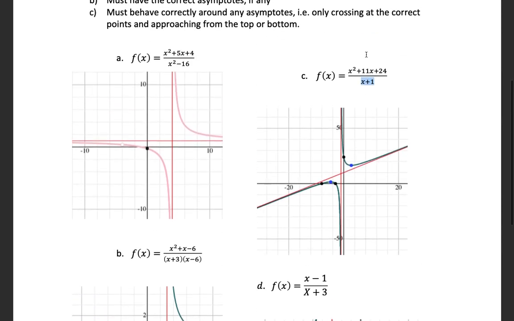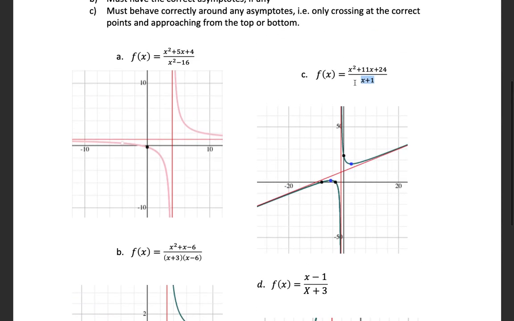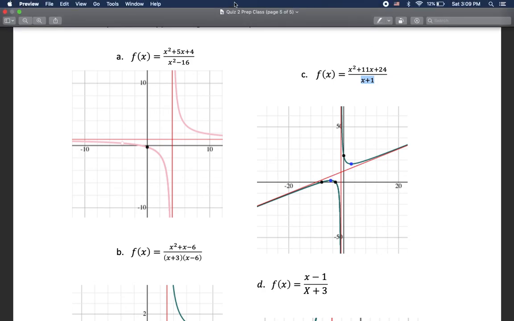So for the oblique asymptote here, we have to use the long division method. Then you will get the answer. All right. Thank you all. Thank you very much. Bye bye.